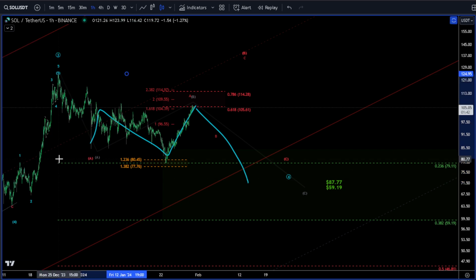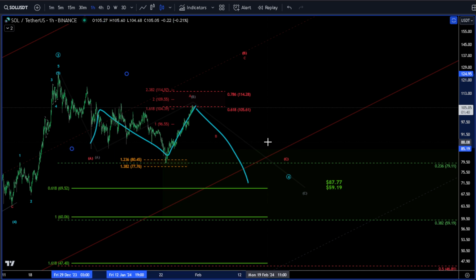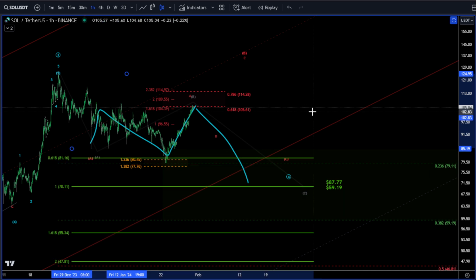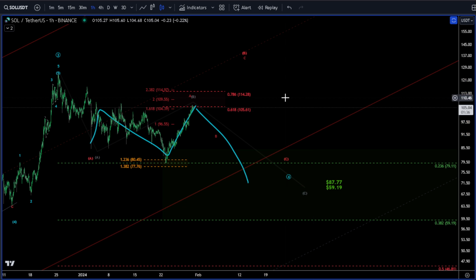We'd actually come a little bit lower because we'd take our extension tool from our A, project it off the B, come down to around $70. So very, very difficult moment. I'm going to give it a little more time.